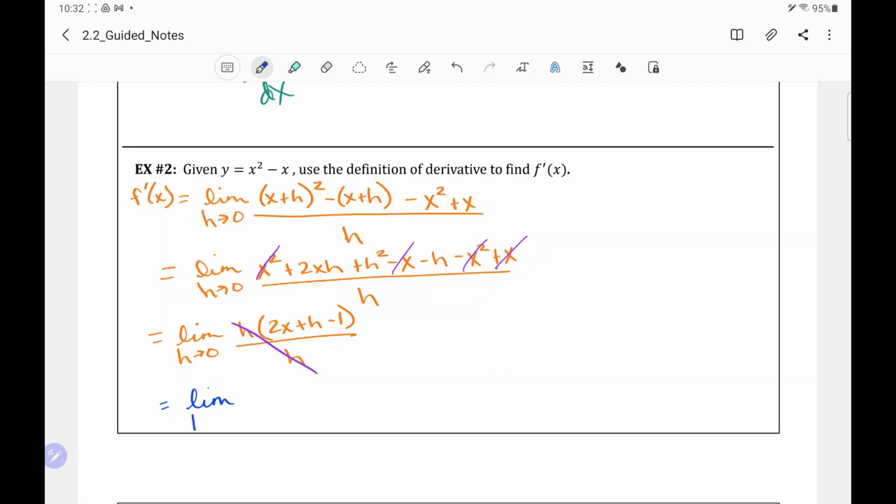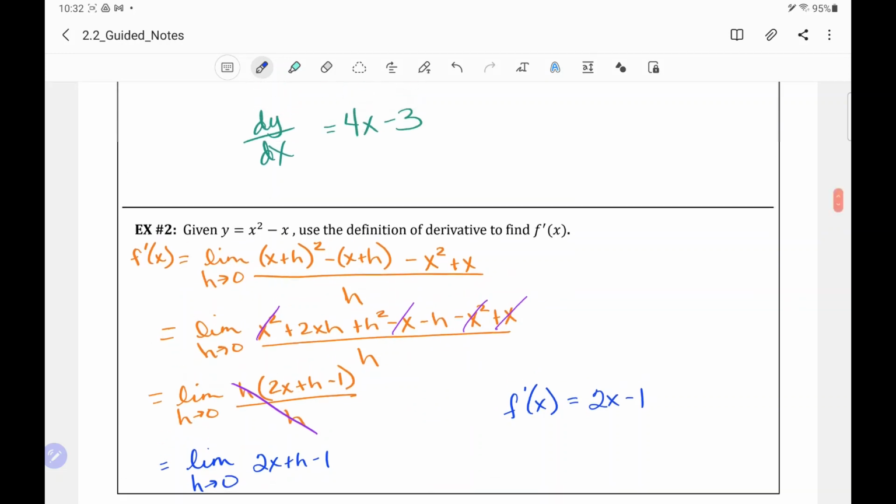How did I get blue suddenly on my screen? Sorry about that. 2x plus h minus 1, which means f prime of x equals 2x minus 1. Because remember, when we put a 0 in for the h, that'll just disappear. So here we are. F prime of x equals 2x minus 1.